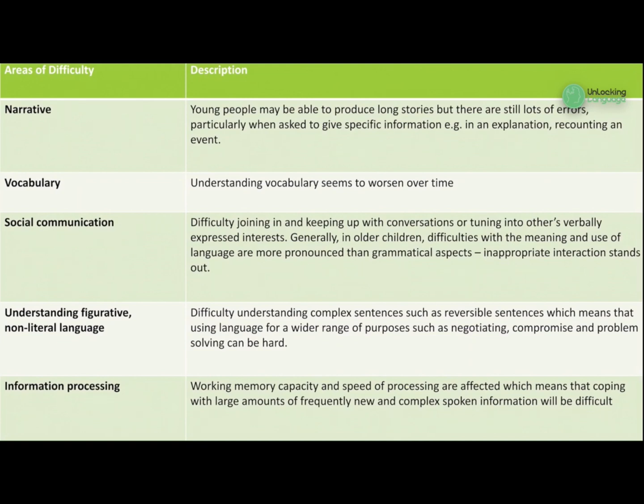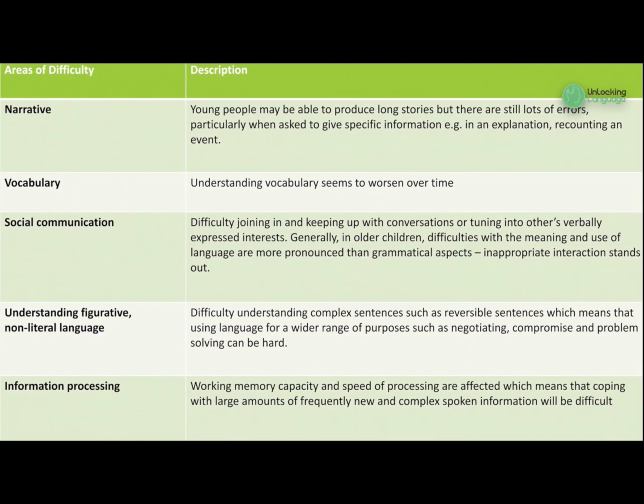Secondly, we have vocabulary. Vocab is how the student understands the use of vocab, and offers specific words to express themselves and convey the meaning that they understand pieces of text or they understand what the teacher has said. Then we have social communication.